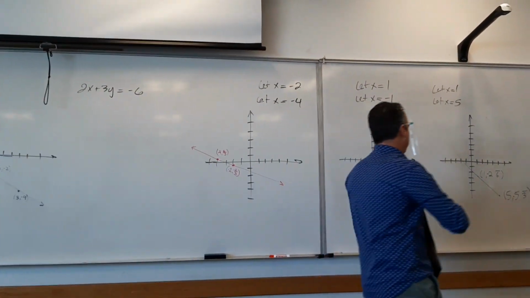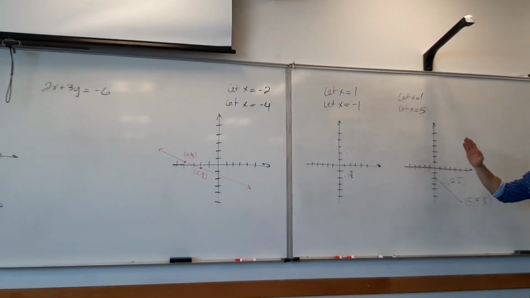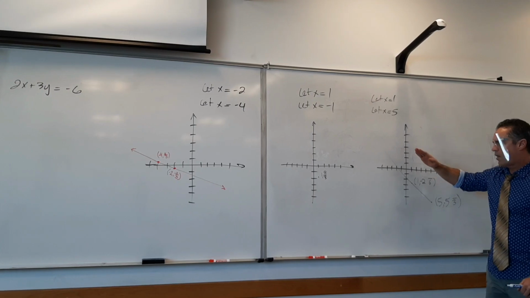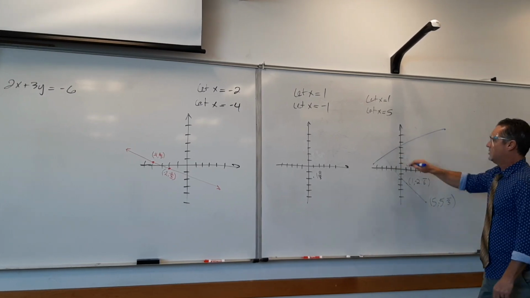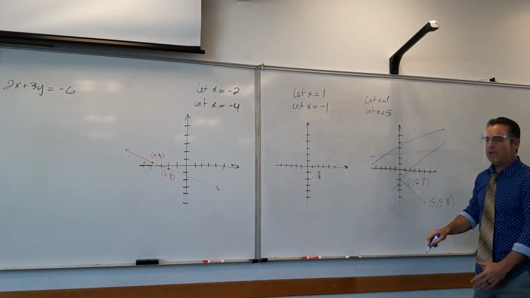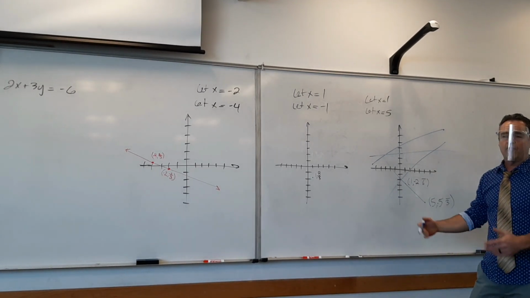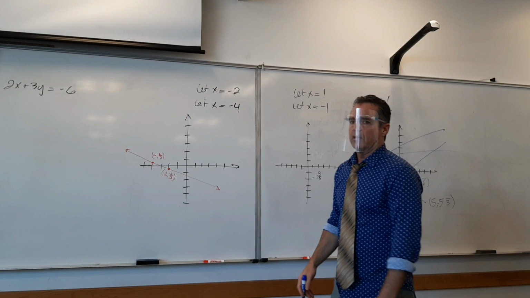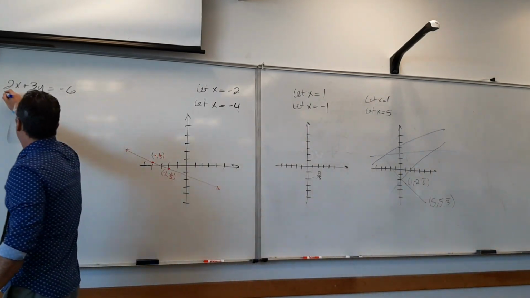This line looks like this. They're all pretty close. Off a little bit in trajectory this way or this way, but it's not going like this. It's not going like this. Okay, you getting me? They're all the same line, because you all graphed 2x plus 3y equals negative 6.